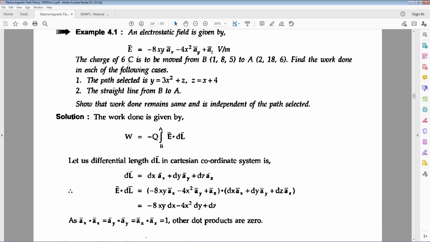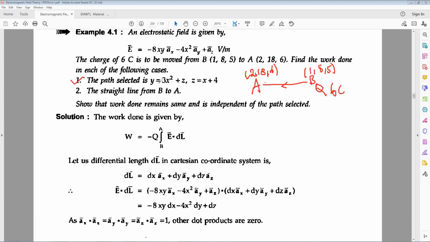They're saying that the charge Q of 6 coulombs moves from B to A. What is the B point here? It is 1, 8, and 5. And the A point is at 2, 18, and 6. It is moved from B to A. Find the work done in each of the following cases.